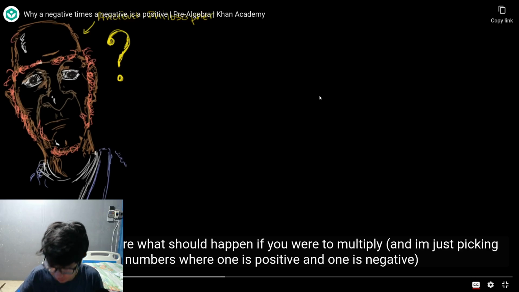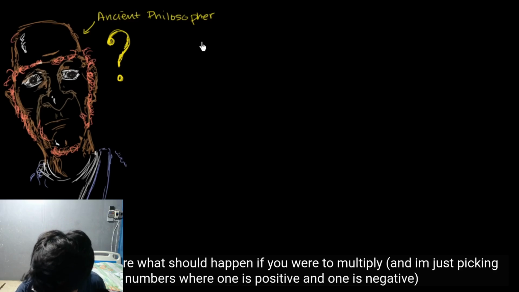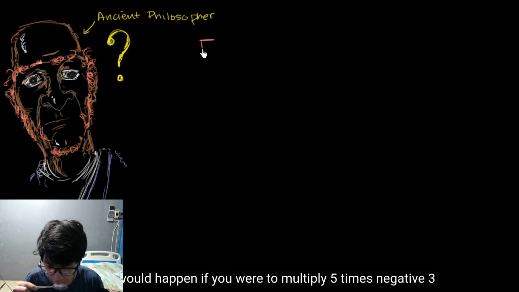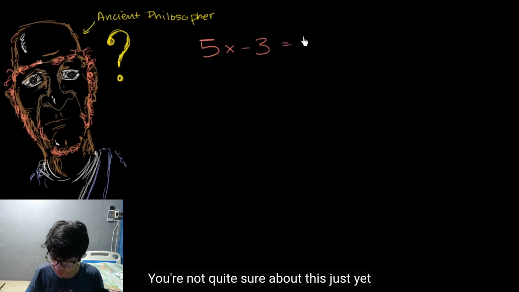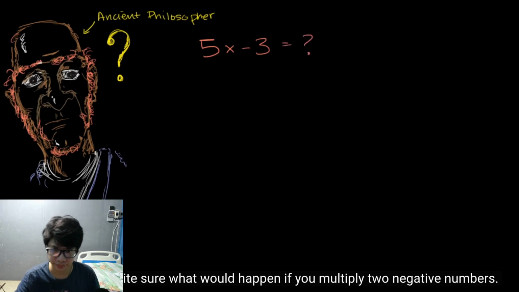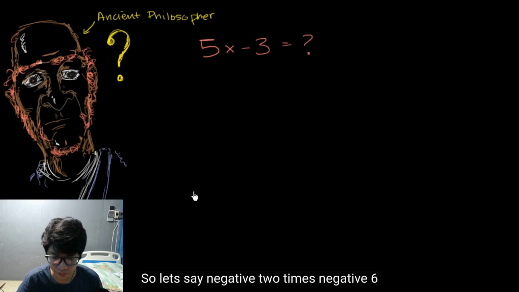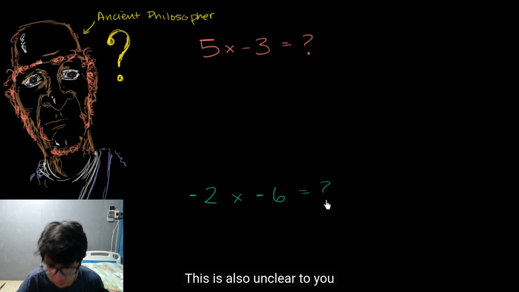So for example, you aren't quite sure what should happen if you were to multiply, and I'm just picking two numbers where one is positive and one is negative. What would happen if you were to multiply 5 times negative 3? You're not quite sure about this just yet. You're also not quite sure about what would happen if you multiply two negative numbers. So let's say negative 2 times negative 6. This is also unclear to you.